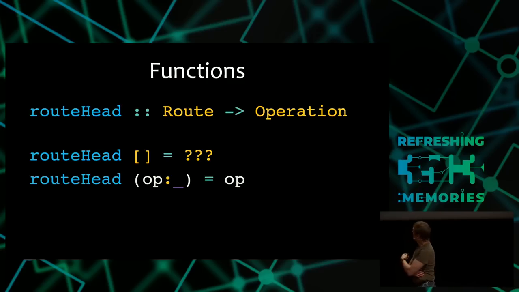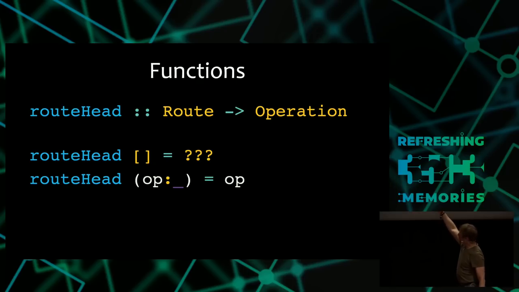In this case, you remember a route was a list of operations. There are two different kinds of lists. One kind is the empty list, and the other kind is a list that has what's called a head, or first element, and a rest. Because there are two kinds of lists, you write two equations. That's why you see two things where it says routeHead of something equals something else.